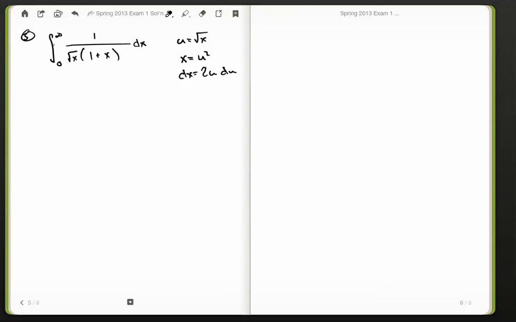Alright, so when I substitute all this stuff back in here, well, if u is the square root of x, the square root of infinity is still infinity, so that doesn't change much. So we go from 0 to infinity still. Now, notice I've changed this. This is now an infinity in terms of u. Doesn't make a difference, but I was careful here. And then this becomes 1 over u times the quantity 1 plus u squared. Ooh, okay.